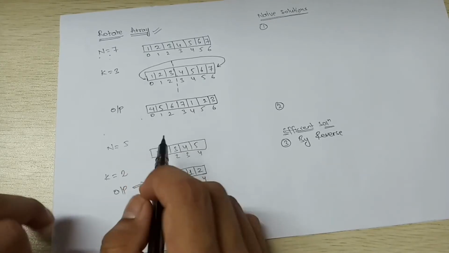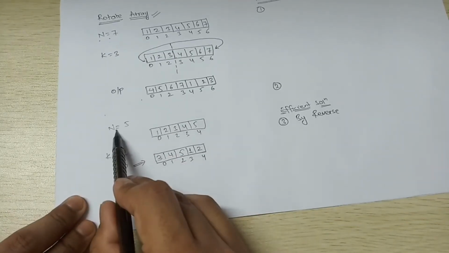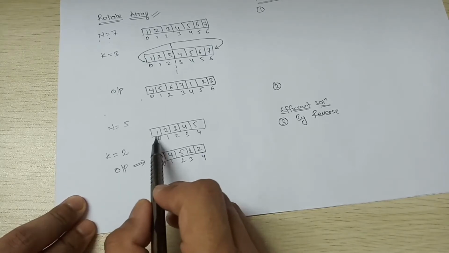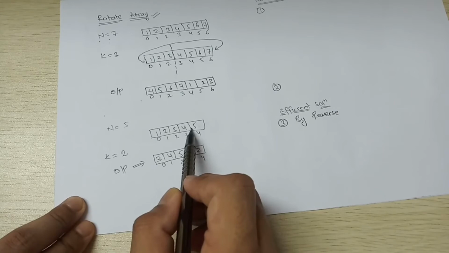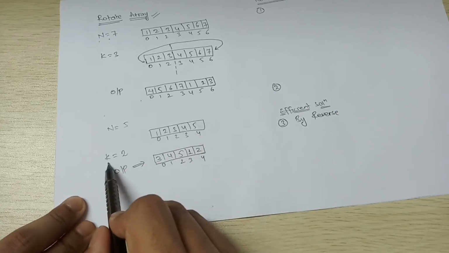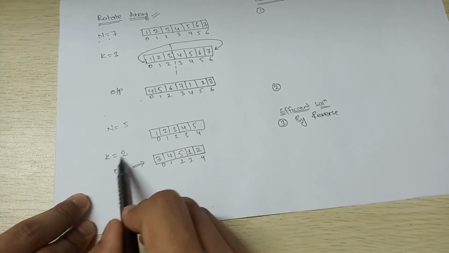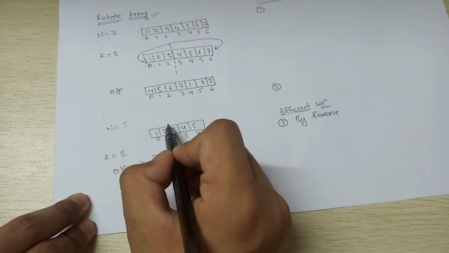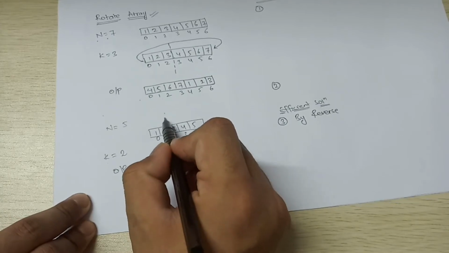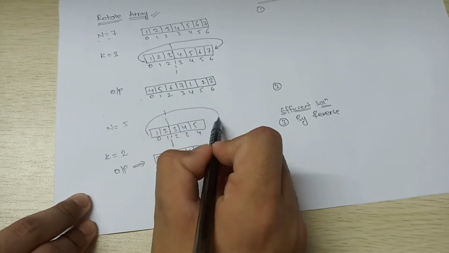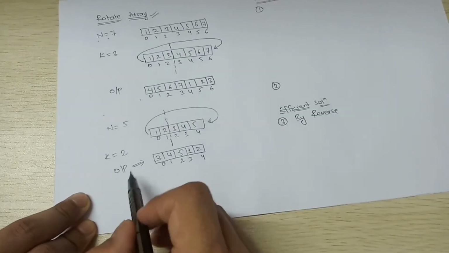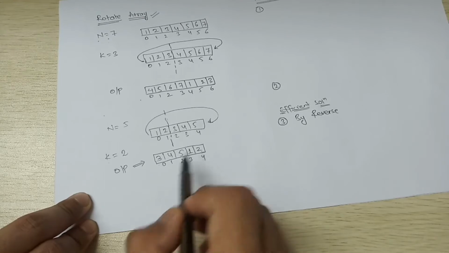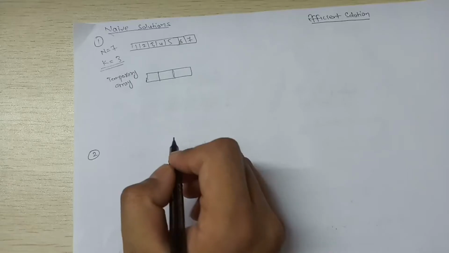Let's see another example to make it more clear. So n here is 5, and n is the number of elements in an array. So you have 5 elements, okay, and k is given to you as 2. So what you have to do is rotate the array by the second index. After you rotate the array, the output will look like this: 3 4 5 1 and 2. So this is the problem statement.